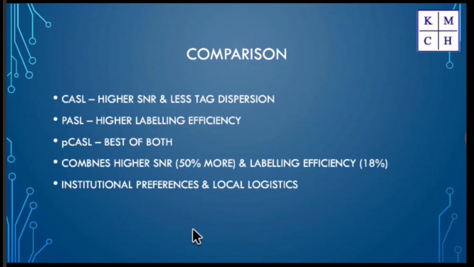So the direct comparison: initially we started off with continuous, which became historically significant. Pulsed ASL started coming because of its higher labeling efficiency. Later we could combine the advantages of continuous and pulsed by using a pseudo-continuous method. It has 50% more SNR as compared to continuous, with an increased label efficiency of around 18%. Ultimately, what should be done would depend on institutional preferences and local logistics.